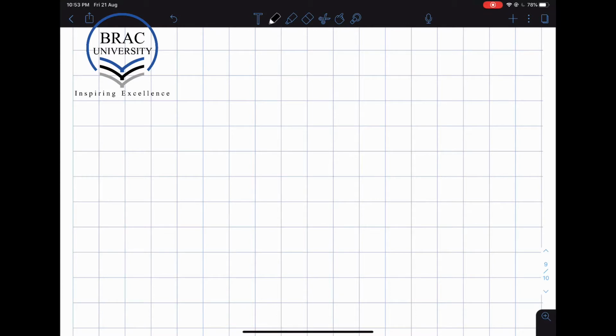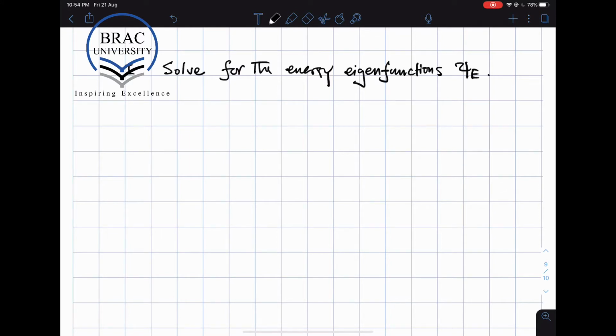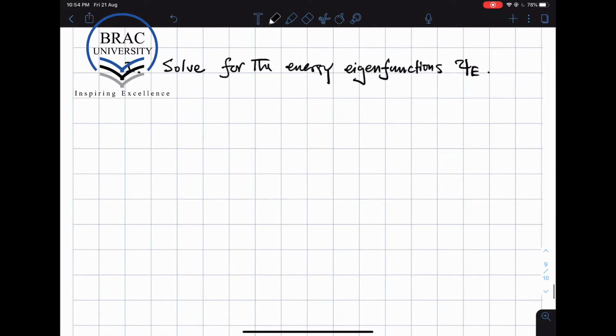So the explicit steps would involve, step one would be to solve for the energy eigenfunctions, psi of E. So let's see how that works. So let's redraw our potential. So let's call this region 1 and call this region 2.